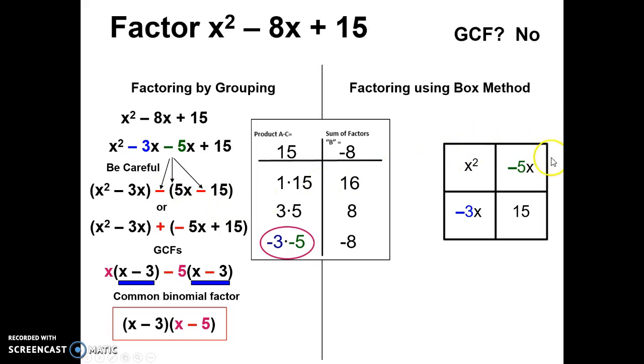Yay, box. GCF in this row is x. GCF in this row is 3, but because the adjacent box is negative, this has got to be negative. GCF in this column is x. GCF in this column is 5, but because the box adjacent is negative, this has got to be negative. So our two factors are x minus 3 and x minus 5.